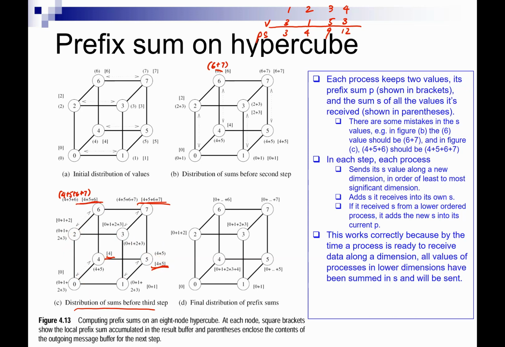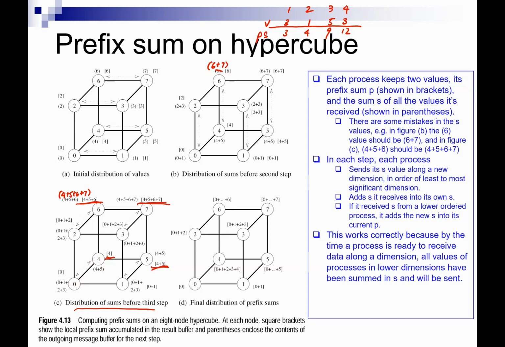Okay, so now in the third step, we actually do this exchange between the front face, the 0, 1, 2, 3 processes, and the 4, 5, 6, 7 processes. The value that the front face is sending is exactly the sum of 0, 1, 2, and 3. In fact, all of the processes in the front face have this sum of 0, 1, 2, 3, so all of them are going to send the sum of 0, 1, 2, 3 to their partner in the back face.